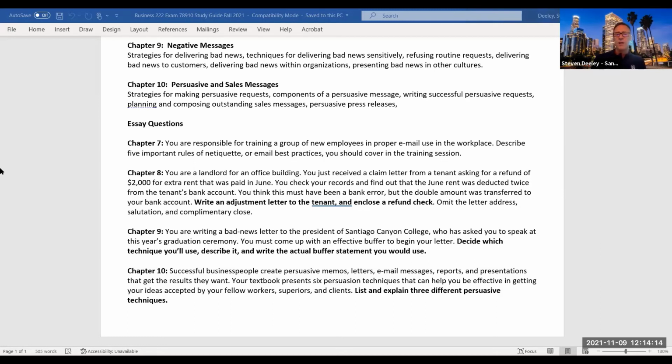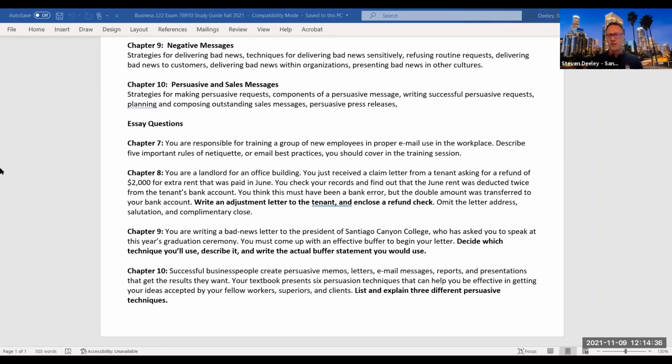Chapter 9, you're writing a bad news letter to the president of Santiago Canyon College, who has asked you to speak at this year's graduation ceremony. So you've been asked by our president to speak, and you're going to turn it down. So you must come up with an effective buffer for your letter. Decide which technique you'll use. It could be appreciation, a compliment, any one of those things.